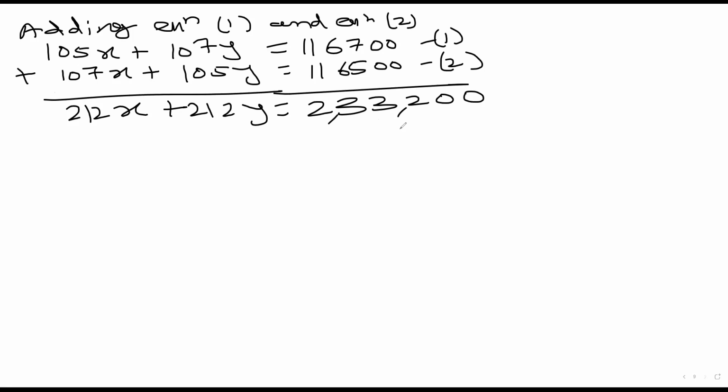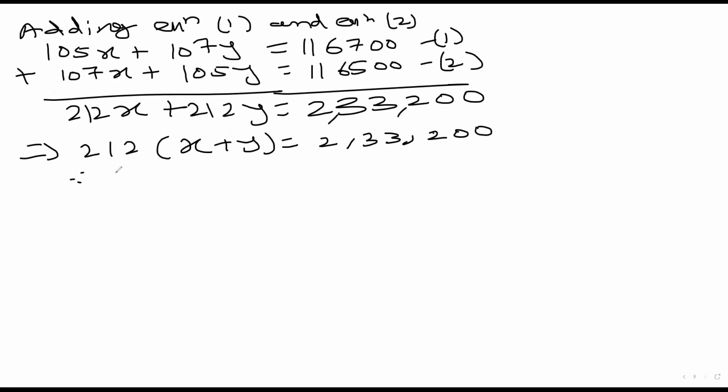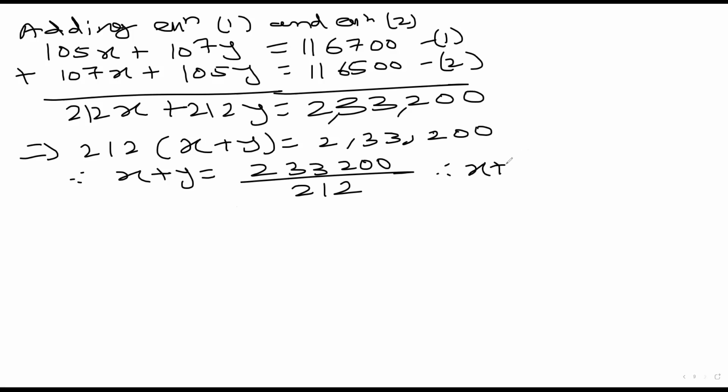Very good. So here we'll take 212 common. So you get x plus y is equal to 233,200 upon 212. How much is it? 110. Yes, that is correct. The division is very easy.